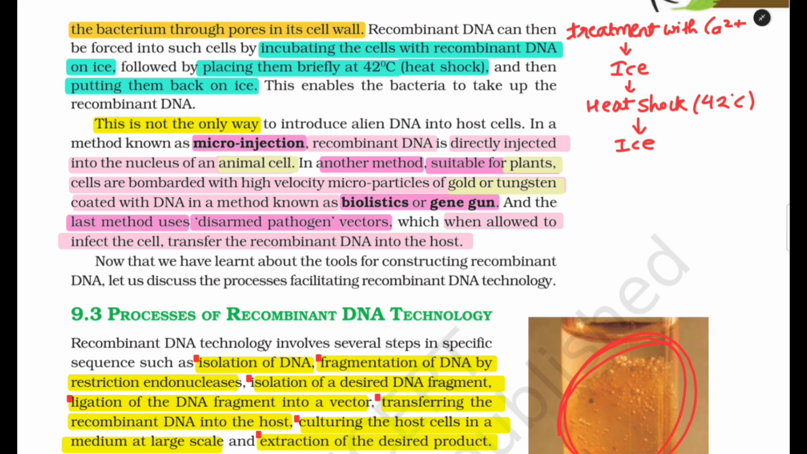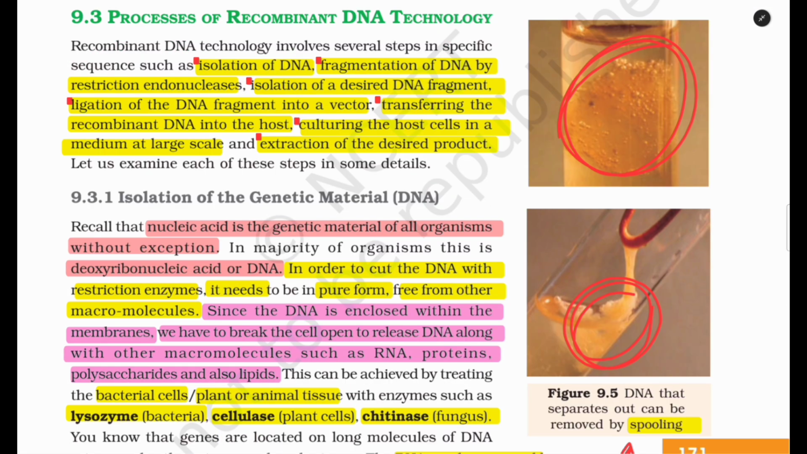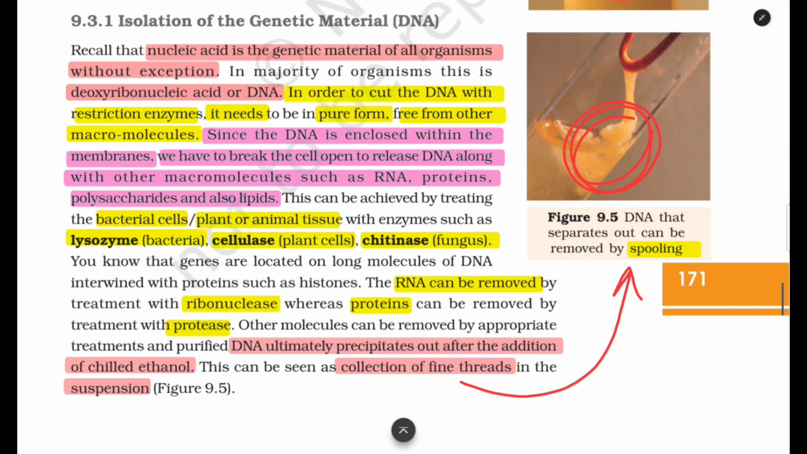Now that we have learned about the tools for constructing recombinant DNA, let us discuss the processes facilitating recombinant DNA technology. 9.3 Processes of recombinant DNA technology. Recombinant DNA technology involves several steps in specific sequence such as isolation of DNA, fragmentation of DNA by restriction endonucleases, isolation of a desired DNA fragment, ligation of the DNA fragment into a vector, transferring the recombinant DNA into the host, culturing the host cells in a medium at large scale, and extraction of the desired product. Let us examine each of these steps in some detail.